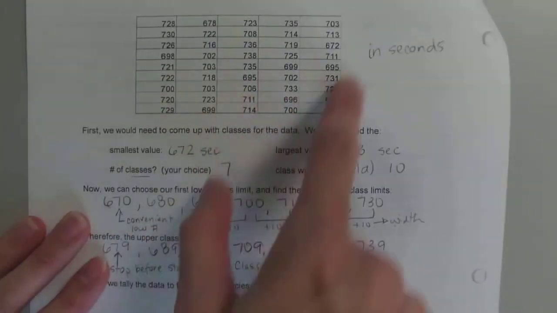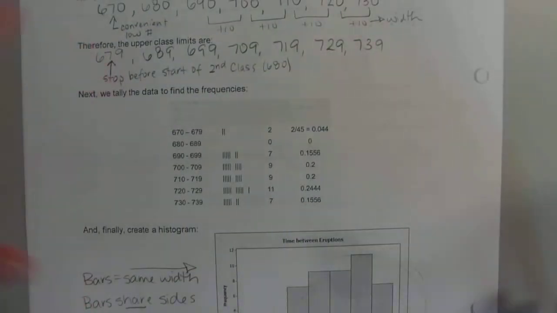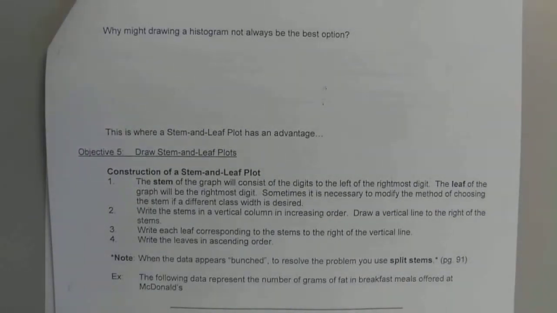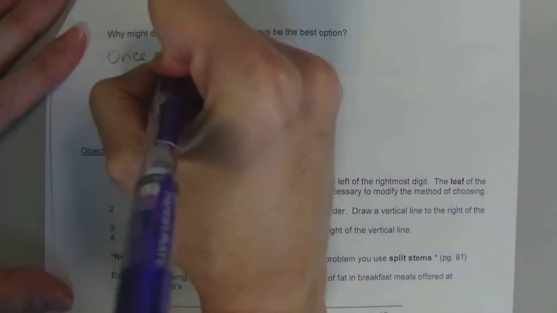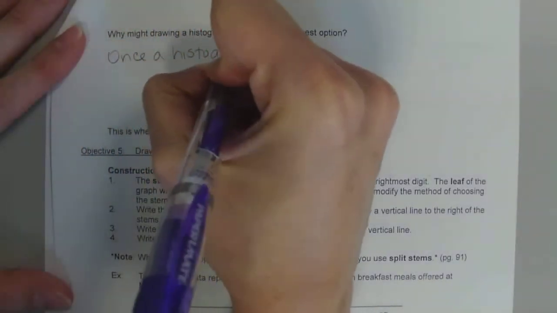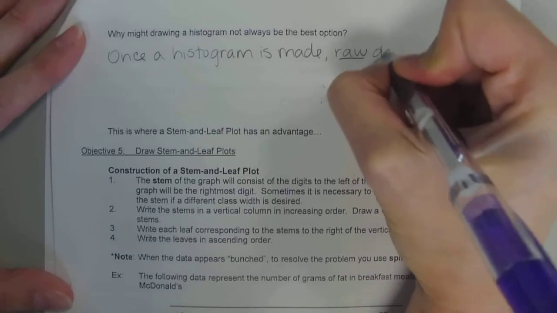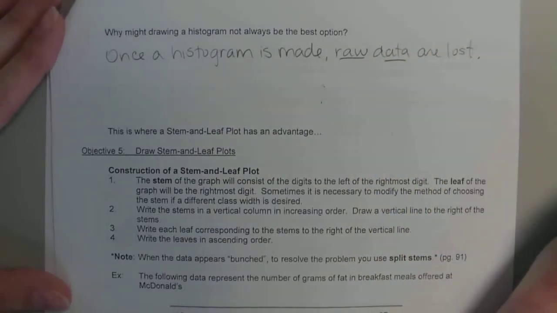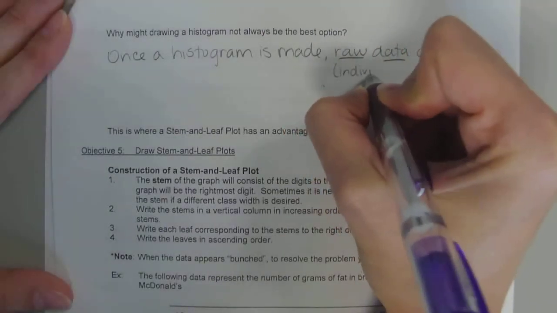This is a lot different than this. You can tell me here, how many times did 715 show up? You could go around and count it, right? But once you have this, you lose individual data values. And that's what I want you to write at the top of page 7, guys. Once a histogram is made, raw data are lost. Raw data are those individual numbers, okay?